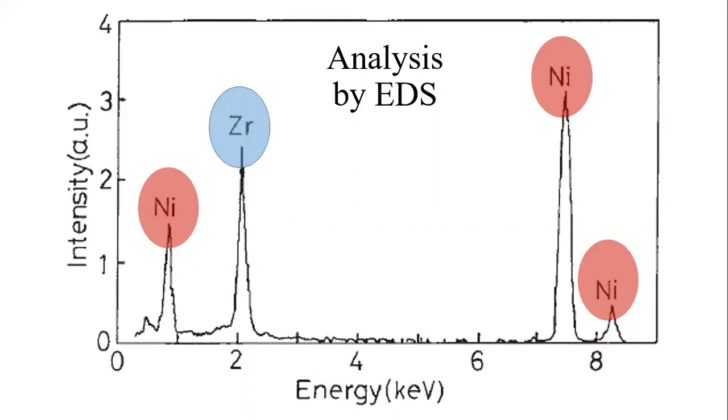Generally, the software will already show you which element is assigned to each energy of the characteristic X-ray. So this is the characteristic X-ray energy for nickel. This also represents nickel. And for example, you have a lower energy for the characteristic X-ray of zirconium. Okay? So this is one way you can know which elements are in your specimen.